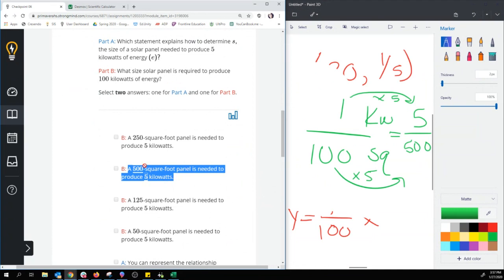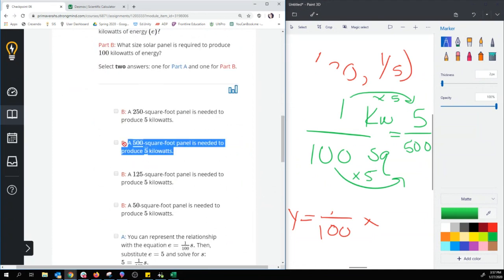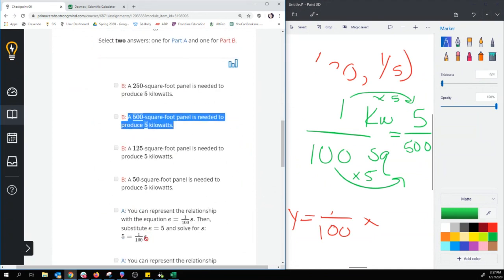So for part B, we want to pick this one. And then for part A, we want to pick that one with the 1 over 100. And then that is it. You should be good to submit it.